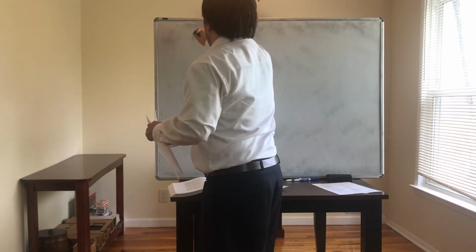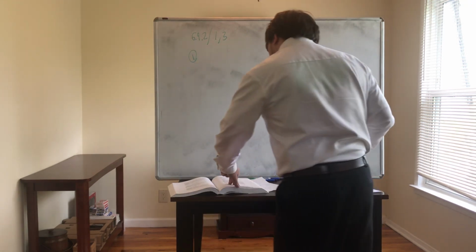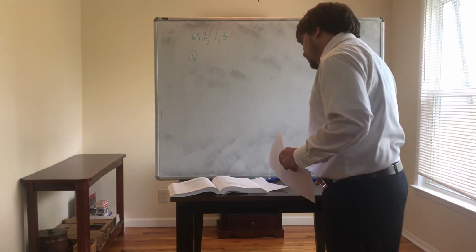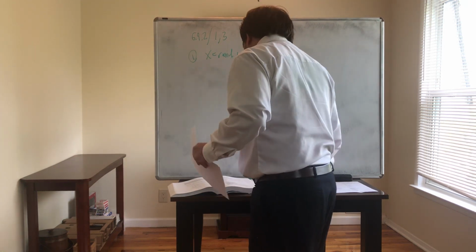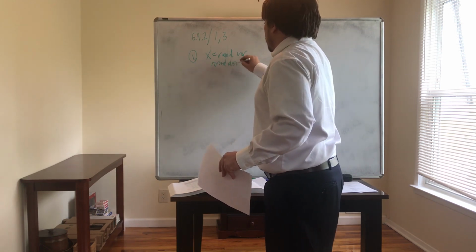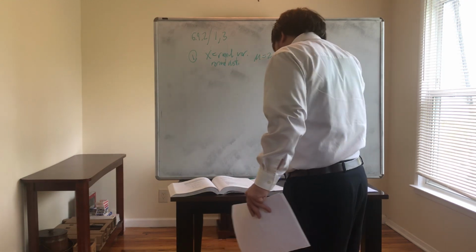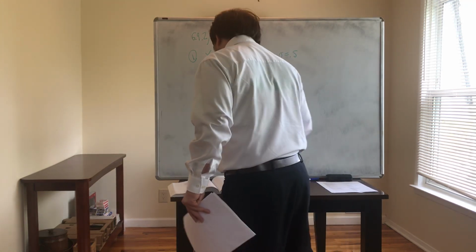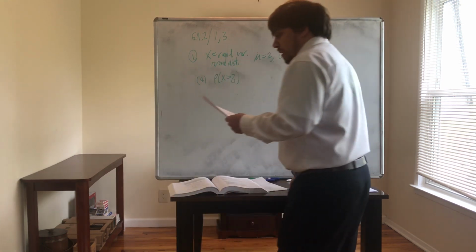So 6.9.2, numbers 1 and 3. So number 1 in 6.9.2, it says x is a random variable, the normal distribution, with mean mu equal to 2, and standard deviation sigma equals 0.5. In part A, find the probability that x takes on a value greater than 3. So what is the probability that x is greater than 3?